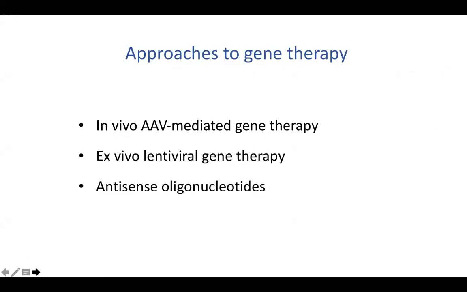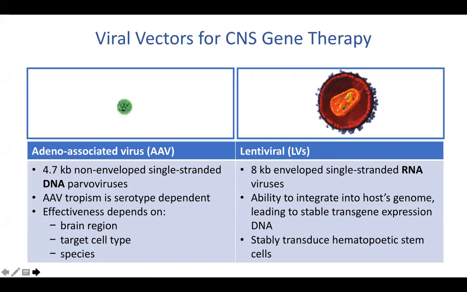So when we talk about approaches to gene therapy, we're talking today mainly about in vivo AAV-mediated gene therapy, ex vivo lentiviral gene therapy, and antisense oligonucleotides. So what does that mean? And I will briefly highlight here the different kinds of viral vectors that are used for brain and spinal cord.